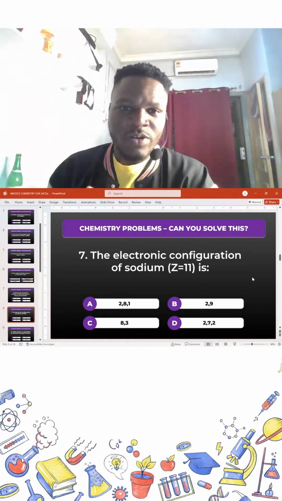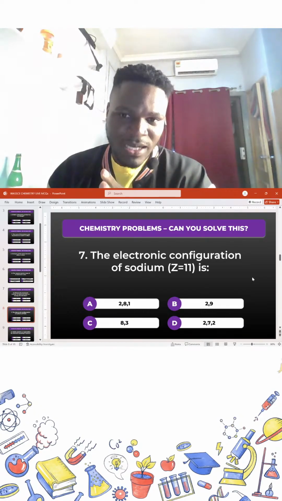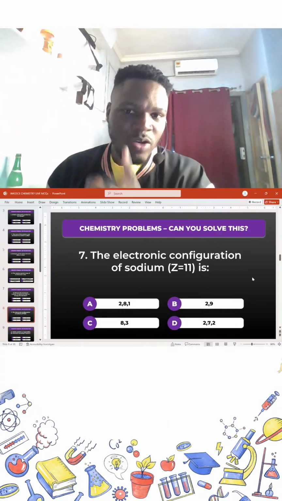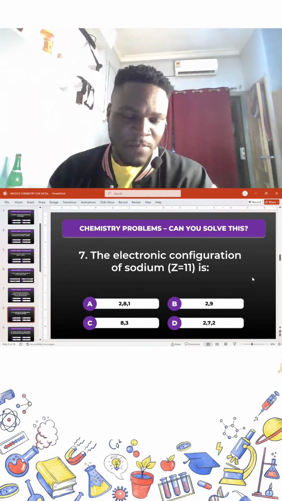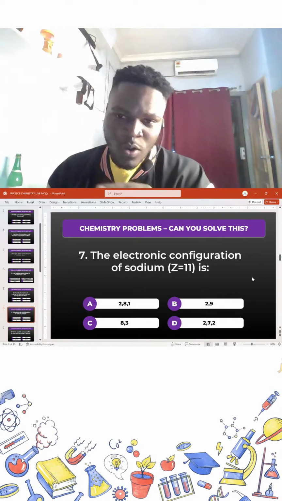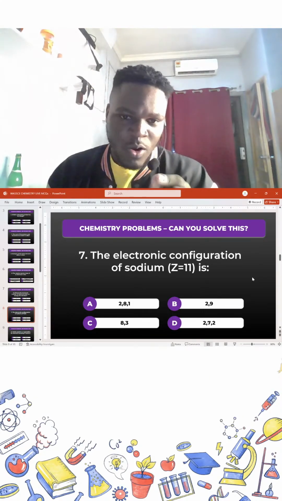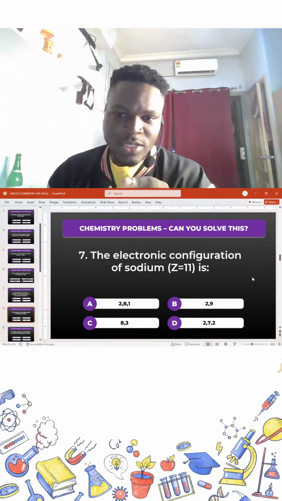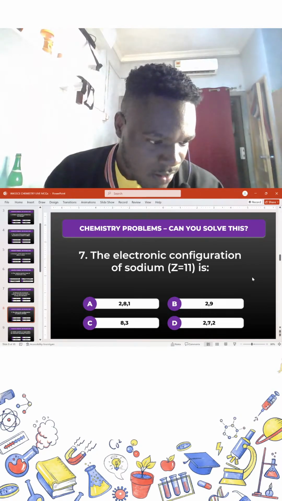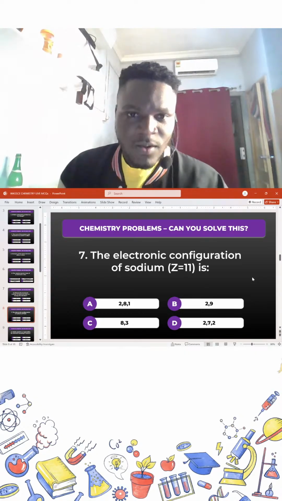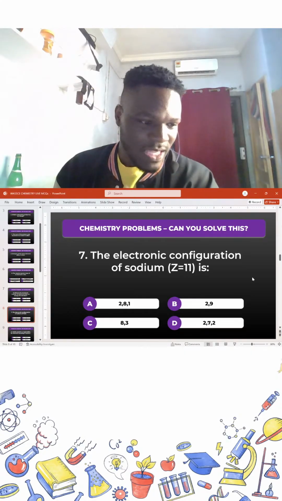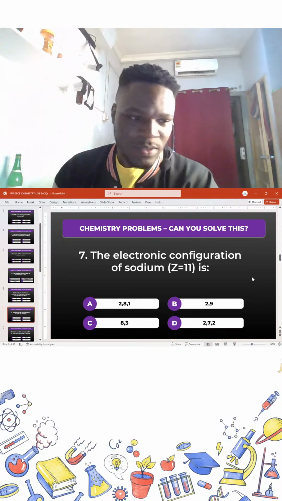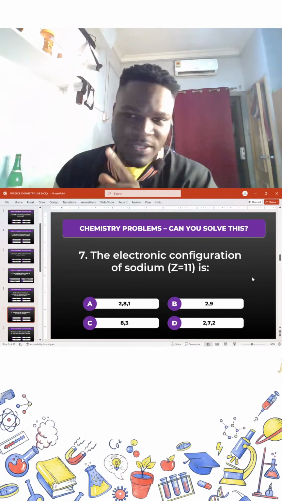The electronic configuration of sodium, with the atomic number of 11, is: option A, 2,8,1; option B, 2,9; option C, 8,3; and option D, 2,7,2.